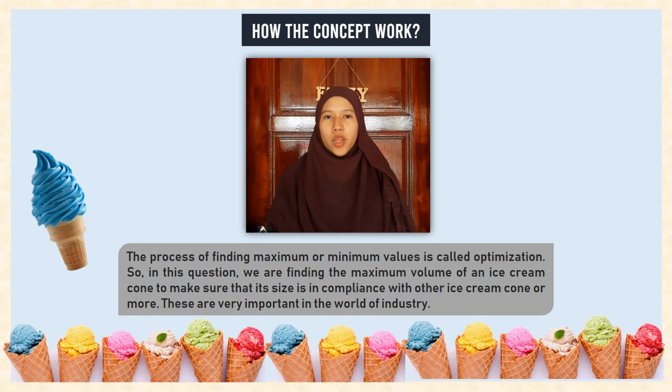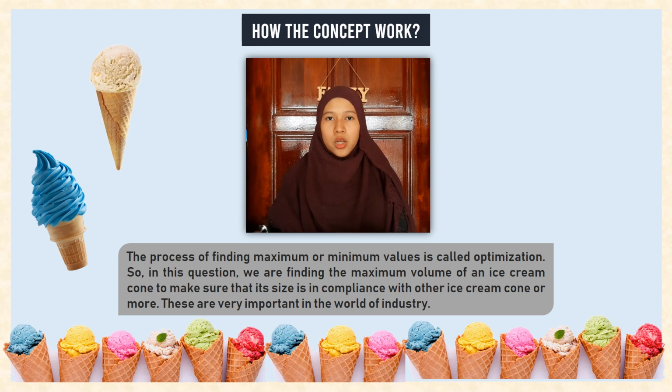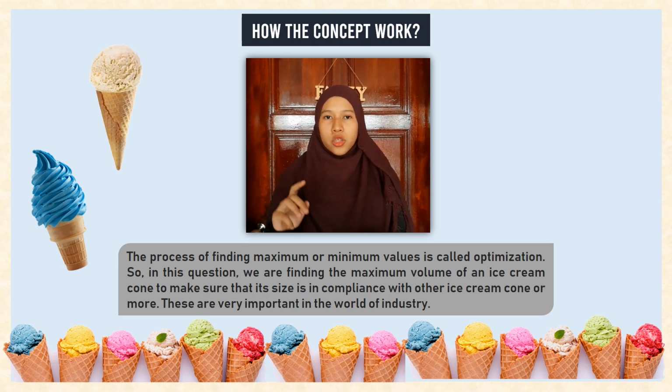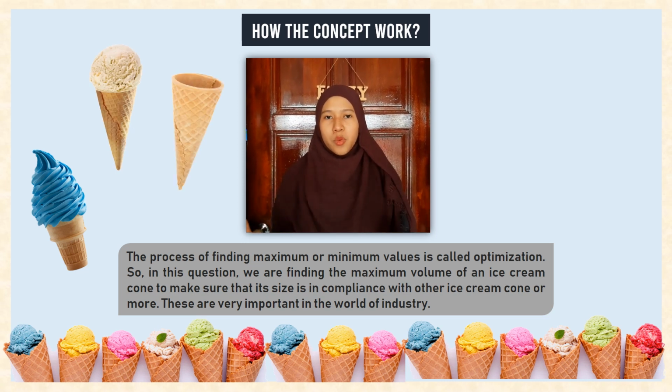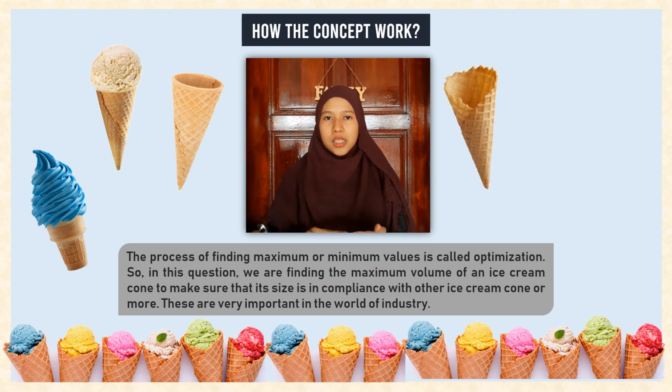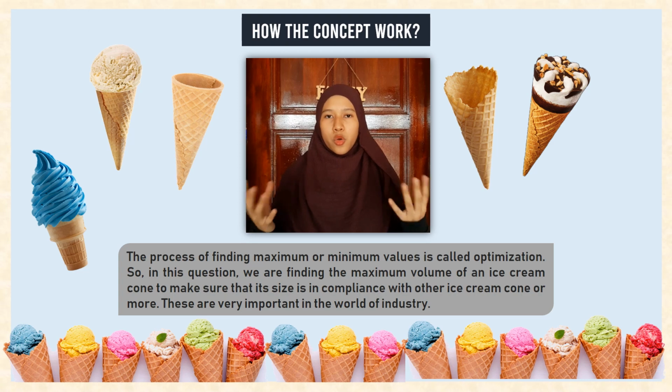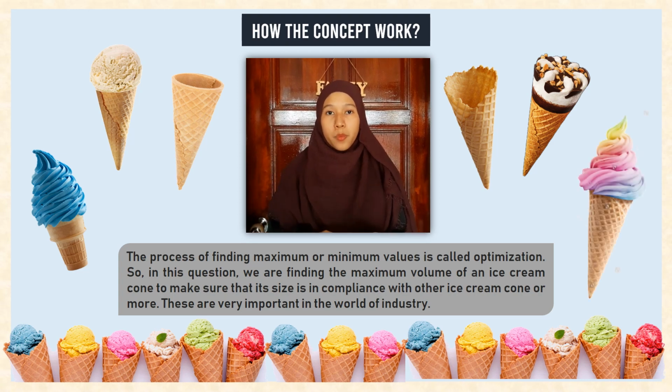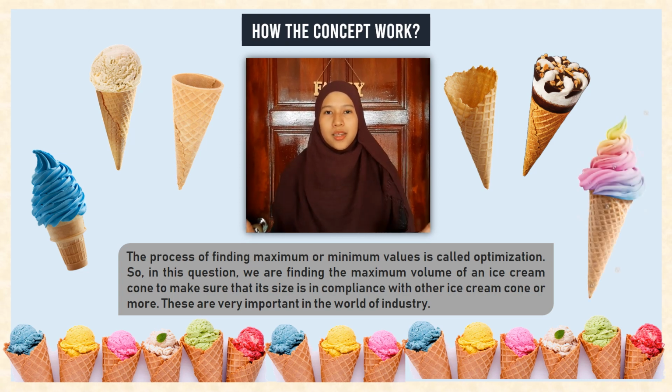The process of finding maximum or minimum values is called optimization. So in this question, we are finding the maximum volume of an ice cream cone to make sure that its size is compliant with other ice cream cones. These are very important in the world of industry.